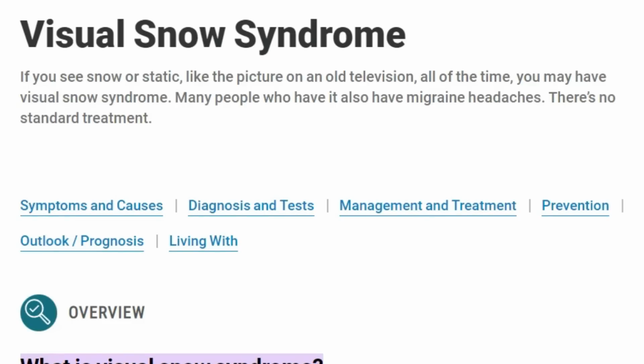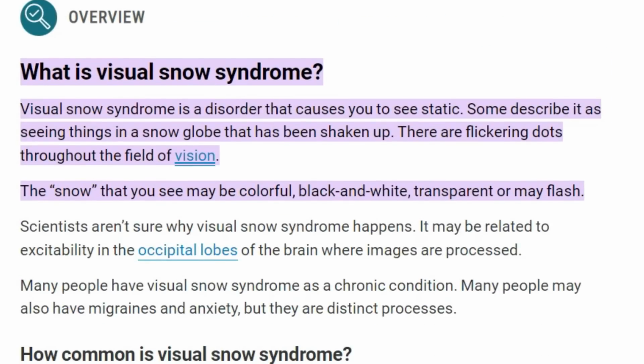So visual snow syndrome. If you see snow or static like the picture of an old television all the time, you may have visual snow syndrome. Many people who have it also have migraine headaches. There's no standard treatment. What is visual snow syndrome? Visual snow syndrome is a disorder that causes you to see static. Some describe it as seeing things in a snow globe that has been shaken up. There are flickering dots throughout the field of vision. The snow that you see may be colorful, black and white, transparent, or may flash.